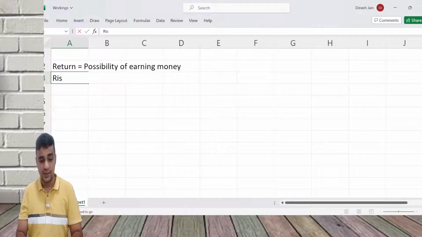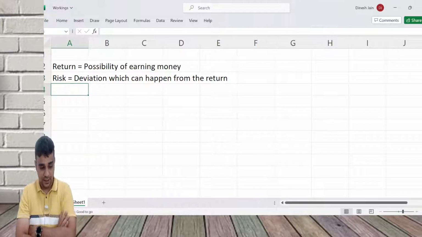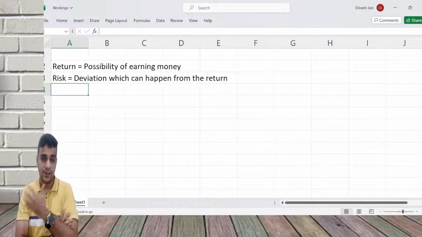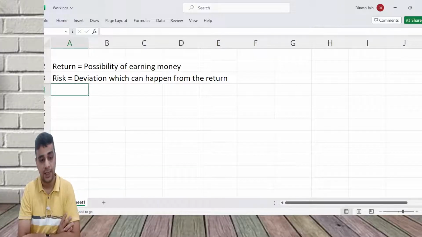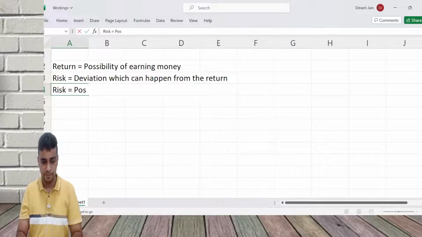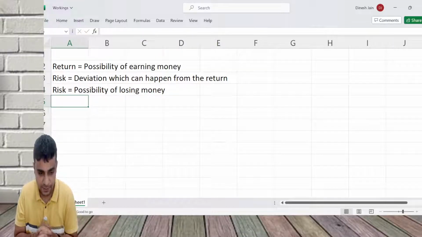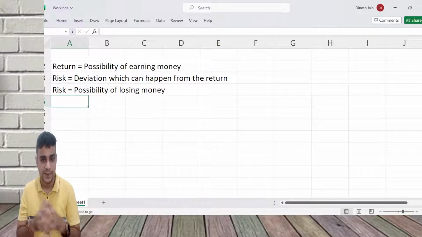What is risk? It is the deviation which can happen from the return. How much deviation can happen from the return? If the deviation is on the higher side, it is a problem for the investor or for the company. Or you can also say risk is nothing but the possibility of losing money. We saw this as part of the portfolio management chapter. Return is earning money, risk is the possibility of losing money, and the business faces multiple risks.